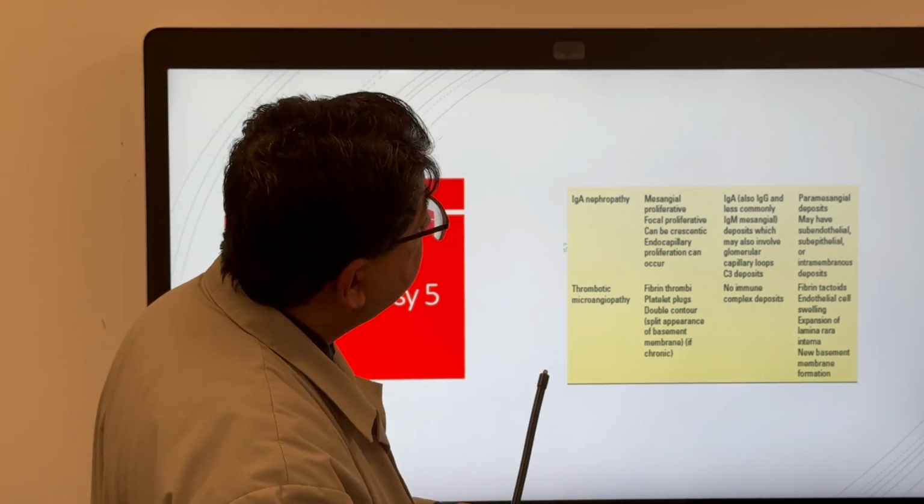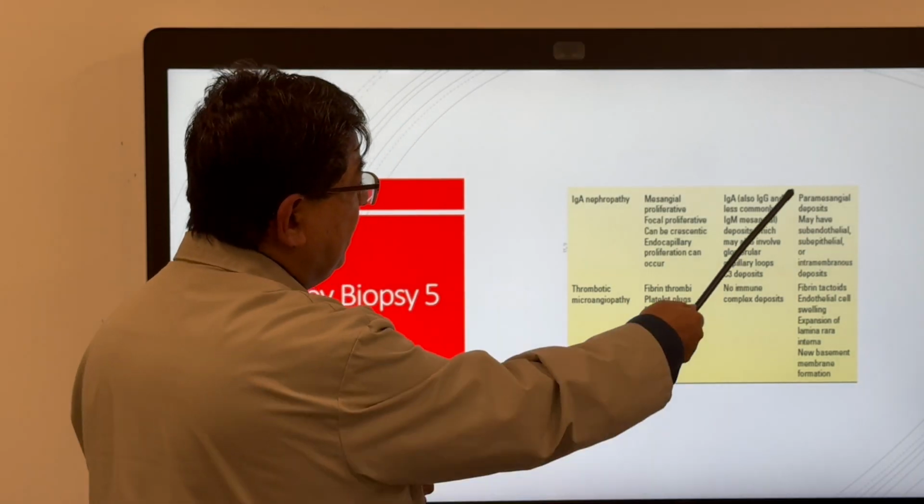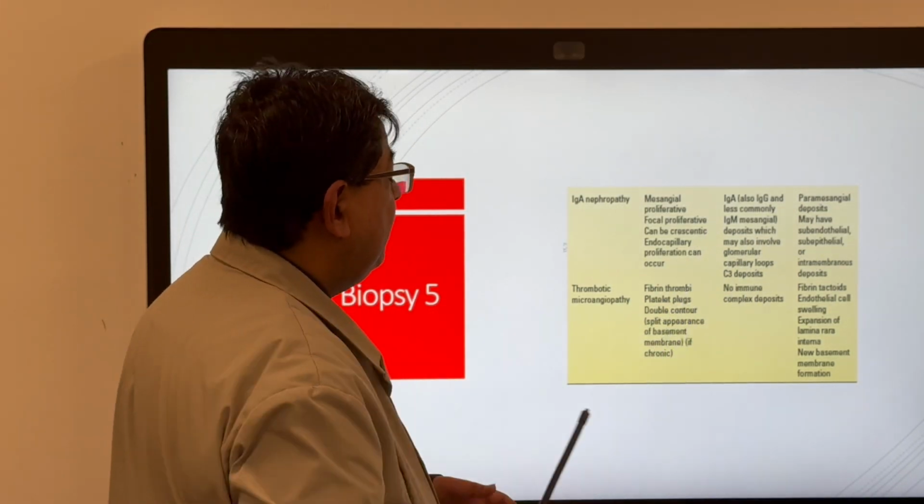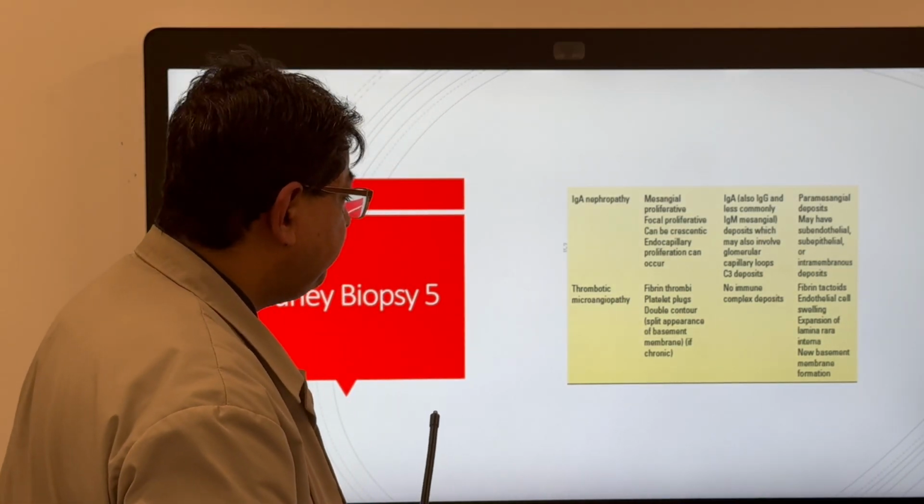And again, on electron microscopy, you're going to see paramesangial deposits, but other deposits are possible, but not typical.